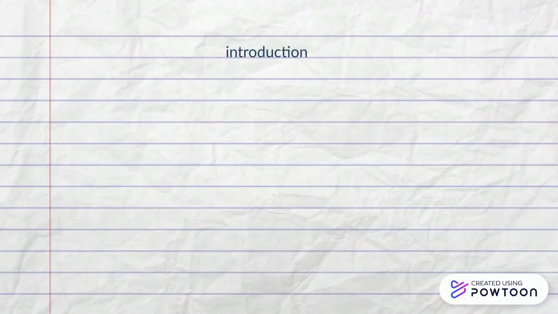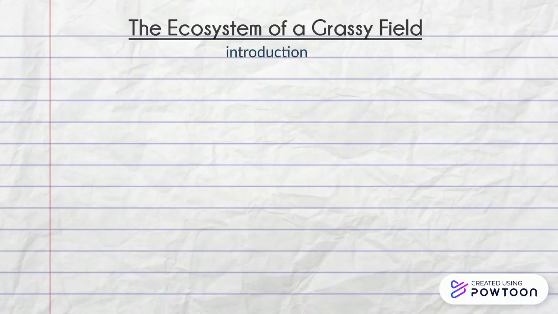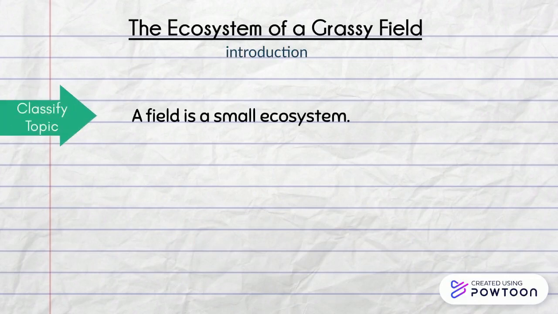Let's look at how these come together in our mentor text, the ecosystem of a grassy field. The first sentence classifies the topic. The author did this by first naming the topic, a field, and classified it by answering the question, is it what? A small ecosystem.